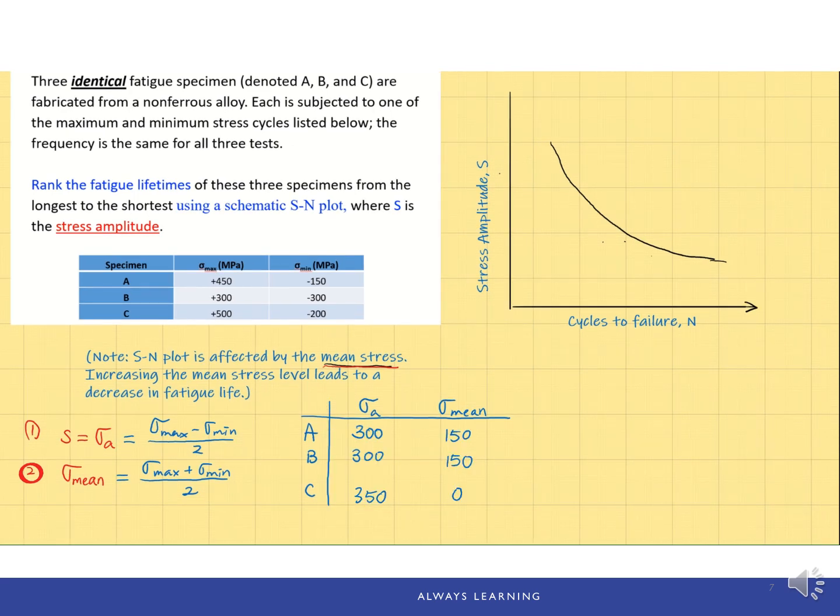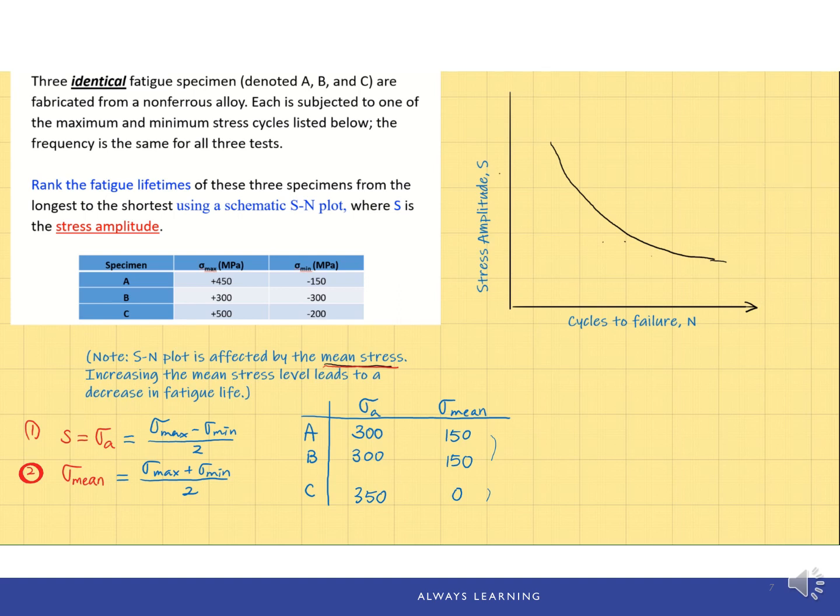Based on our calculation, samples A and B have the same stress amplitude, which is 300 megapascal, while sample C has the highest stress amplitude, which is 350. For the mean stress, there are two different values. A and B have the same mean stress, which is 150, and for C the mean stress is 0. We mentioned that mean stress will change the position or the location of the SN curve.